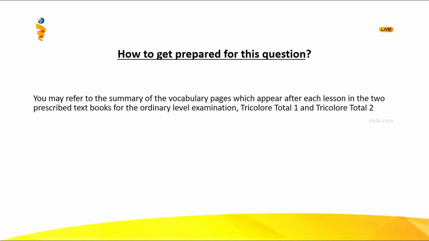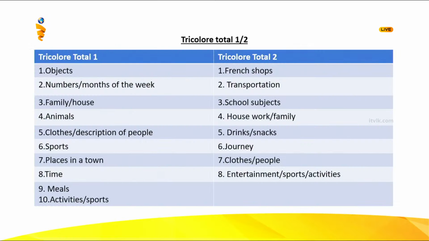Now we will see how we can get prepared for this question. You may always use the summary of the vocabulary pages which appear after each lesson in the two prescribed textbooks for the O-level exam. They are Tricolor Total 1 and Tricolor Total 2. So this is a summary of the lessons that you find in those two books.